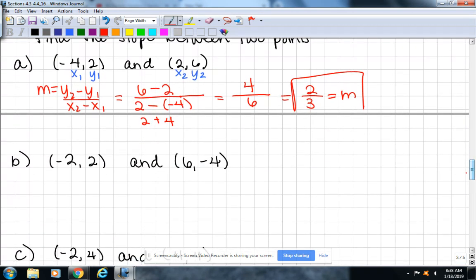Here's another one. Just practicing finding slope. You've done this before. If you took any math class in junior high, you should have done this. M equals y2 minus y1 over x2 minus x1. Label them if you need to. There's no shame in that. I would rather you label everything than plug everything in correctly.